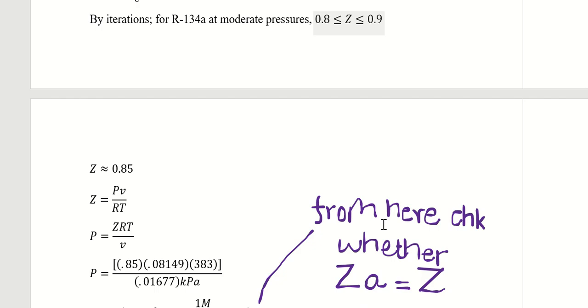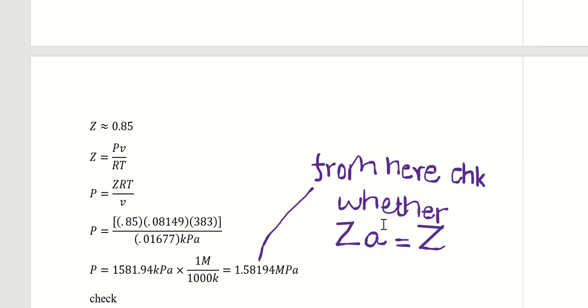So now you can find the pressure by dividing the compressibility factor with the gas constant, with the temperature, and the specific volume. And we already know that anything that results in here is going to be pascals.